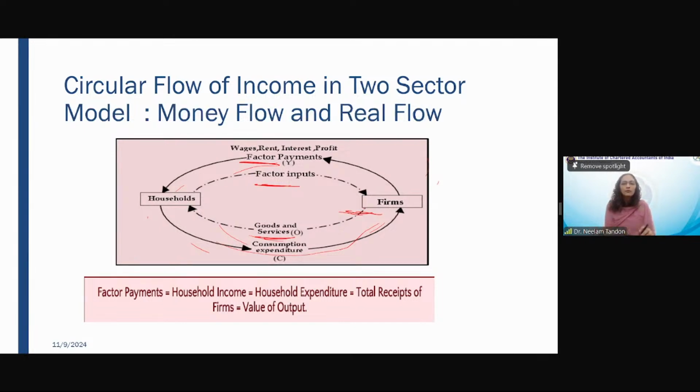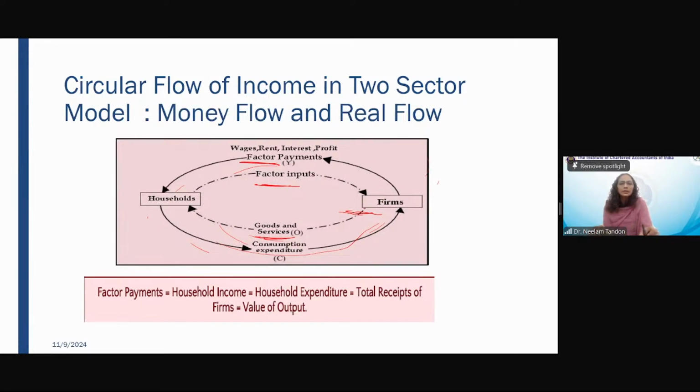So money flow and real flow. Outer circle क्या है? Outer circle is money flow and the inner circle is real flow. Because inner circle में क्या हो रहा है? Inner circle में goods and services produce हो रहे हैं और factor services render हो रही है. तो that is a real flow. Money flow क्या है? जिसमें monetary transactions हो रहे हैं, जो outer circle में है.